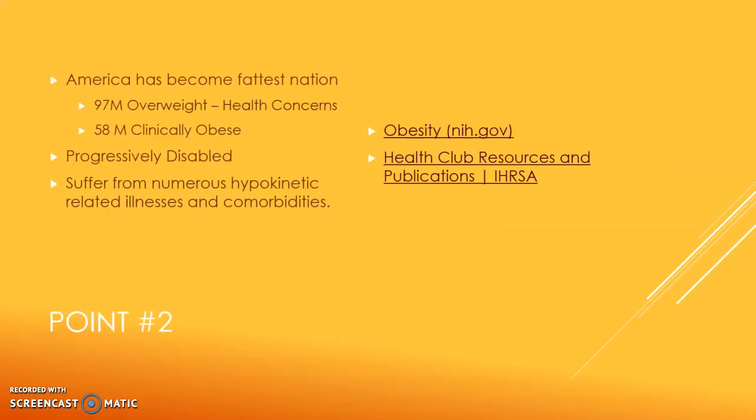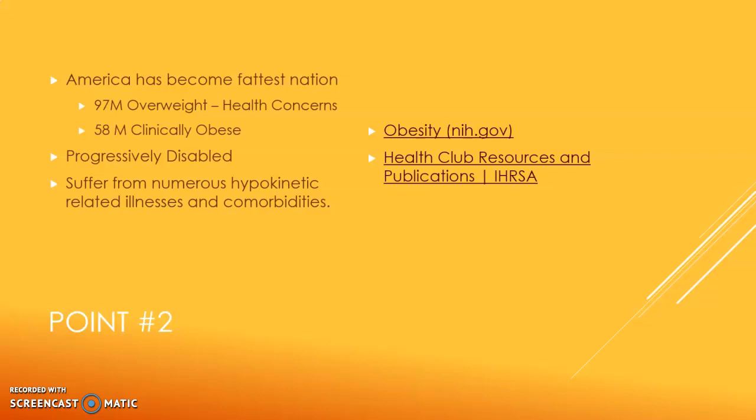It's slow, unfortunately. This is a presentation I've done before, and it's one that I'm hopeful will turn the corner at some point. And when you look at America, bullet point number 2, we're the fattest nation on earth. We have 97 million people who are overweight, who have health concerns as a result of their being overweight. You have 58 million people in the United States who are clinically obese. And as a result, these individuals are becoming more and more progressively disabled.